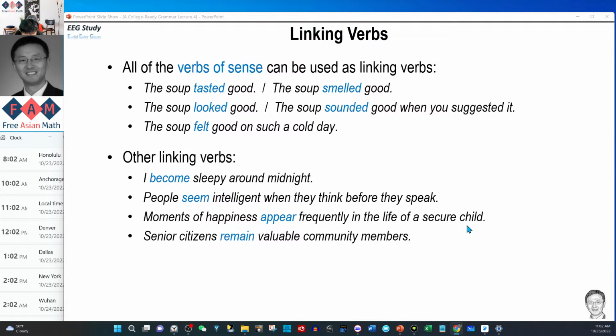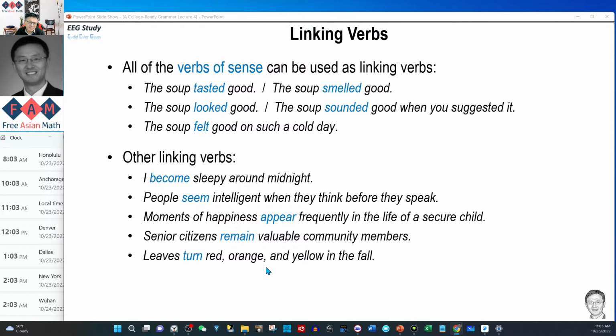Okay, senior citizens remain valuable community members. Senior citizens remain valuable community members. Senior citizens, they're members. So senior citizens remain. This is a linking verb, and it shows that the members is just another name for citizens. They are talking about the same people. They refer to the same people. So remain here is a linking verb, and the list goes on and on.